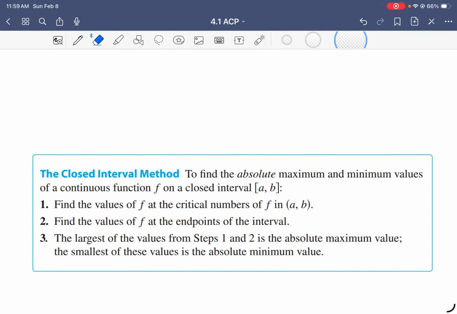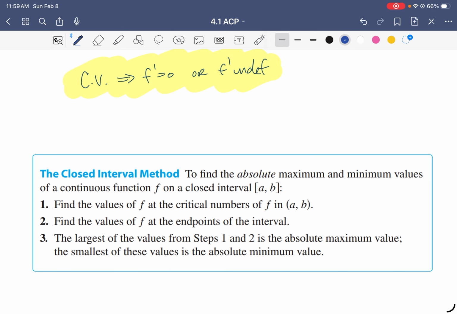All right, this is 4.1, day 2. So last time, if you recall, we talked about the idea that the critical values occur where either the derivative equals 0 or the derivative is undefined. That was the major idea from last time, and it's actually one of the major ideas in the entire course, this idea of where the critical values happen.